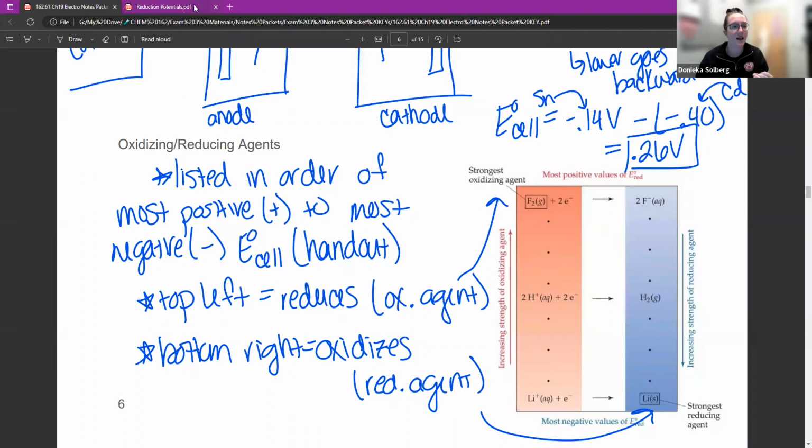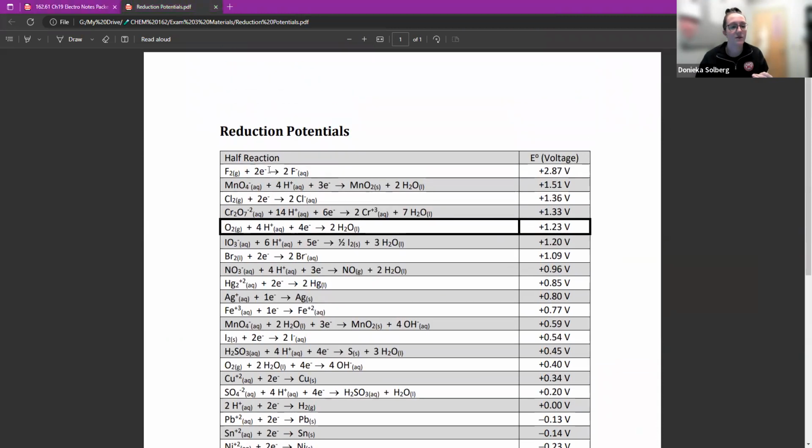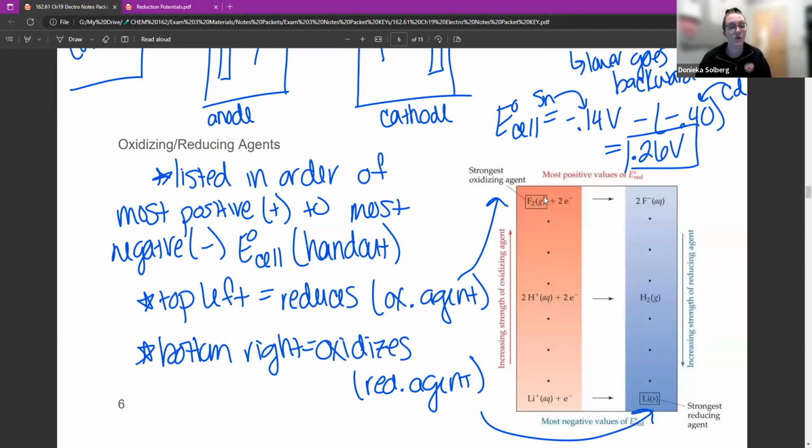You should have fluorine at the top, I think. Yes, fluorine is the best at being reduced, positive 2.87. So it is a really good oxidizing agent, whereas lithium is really good at being oxidized. So it is a very good reducing agent. So this kind of summarizes how all of that works.